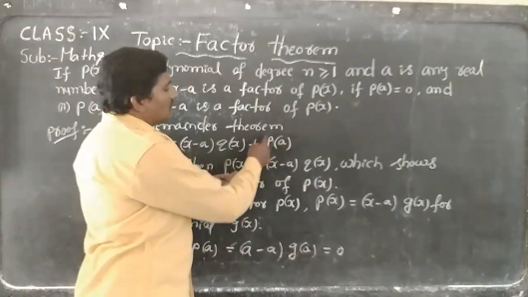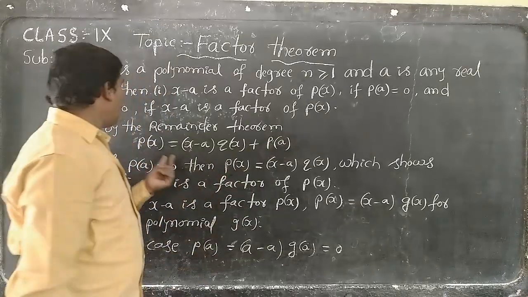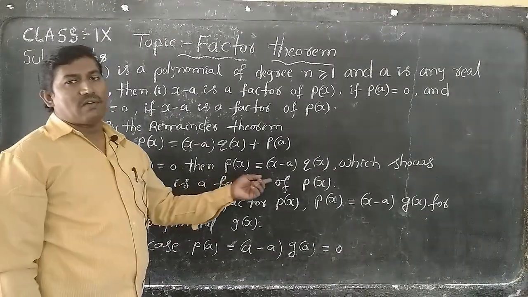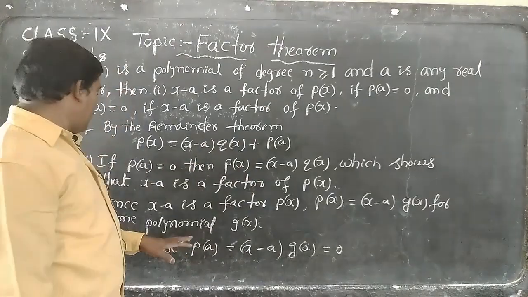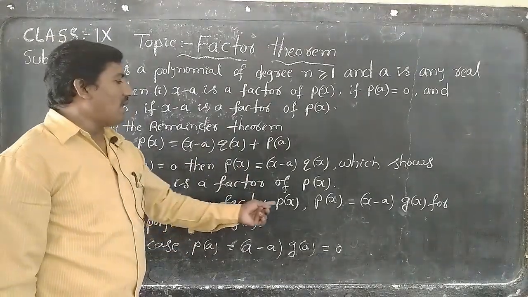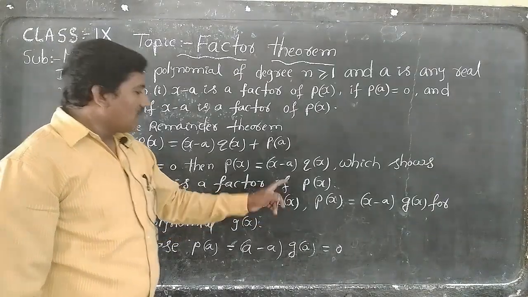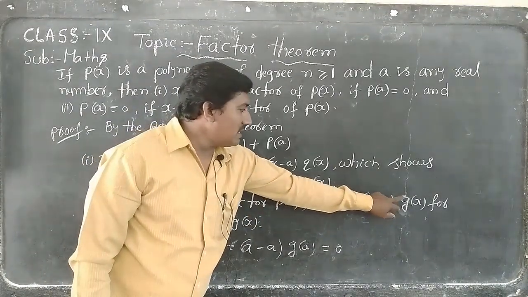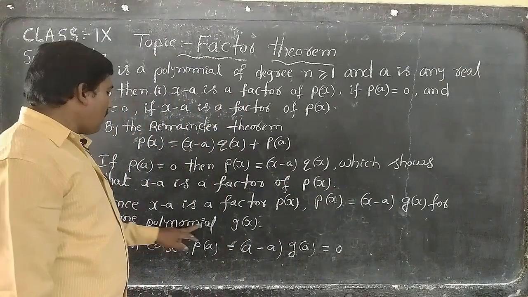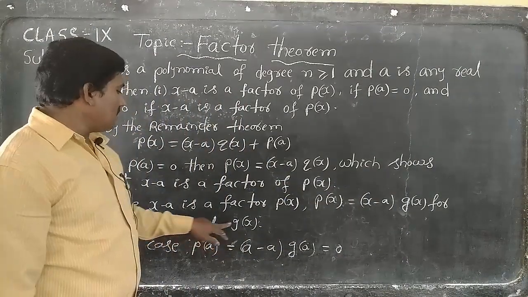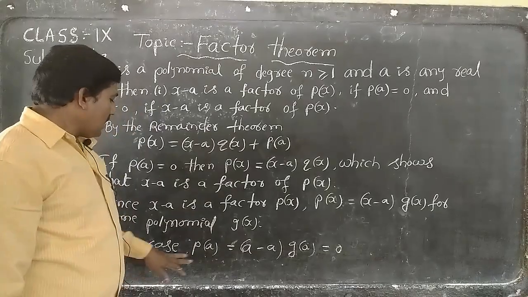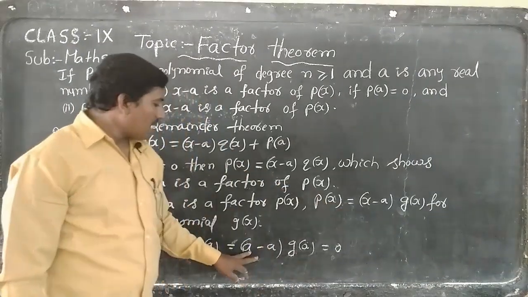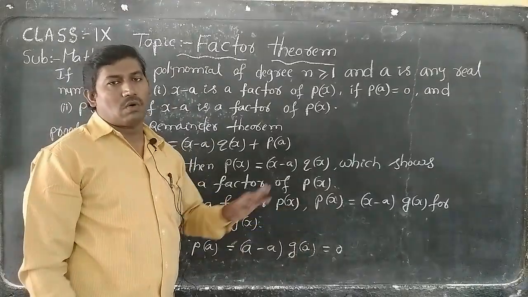When this value is 0, then p of x is equal to x minus a into q of x, so x minus a is a factor of p of x. Now the other way: we take x minus a is a factor of p of x. Then p of x is equal to x minus a into g of x, for some polynomial g of x. Then p of a, putting a in the place of x, is a minus a into g of a, which is 0.